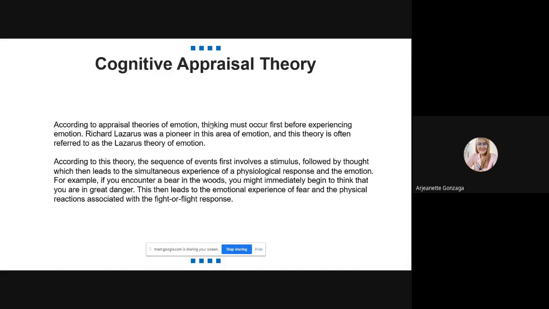So, for example, if you encounter a bear in the woods, you might immediately begin to think that you are in great danger. Then, this leads to the emotional experience of fear and physical reactions associated with the fight or flight response. Okay? So, dito sa cognitive theory, yung emotions mo will lead to the physical reaction. So, mag-iisip ka kung natakot ka at kung ano man yung dapat mo gawin.